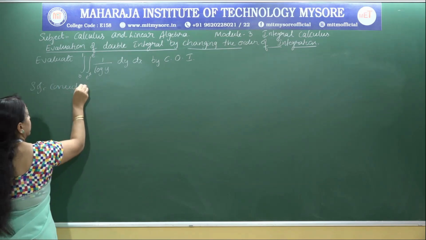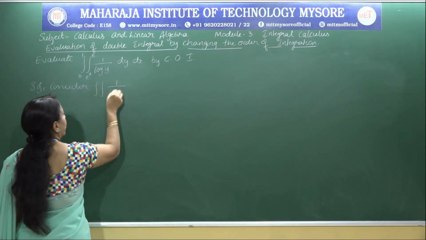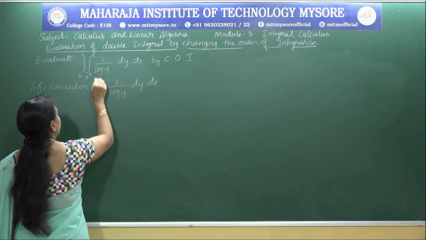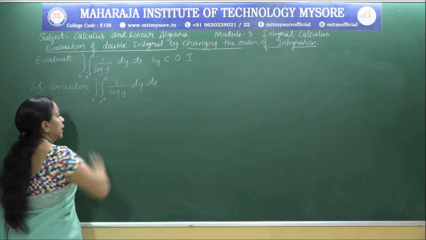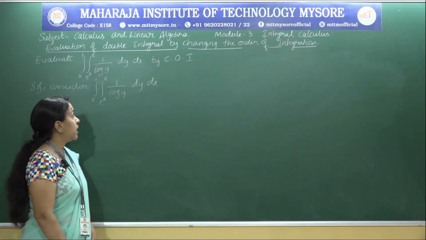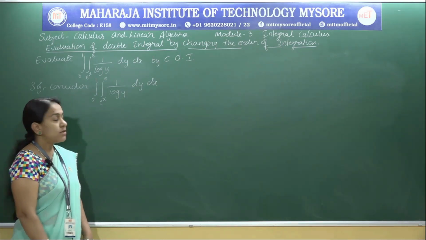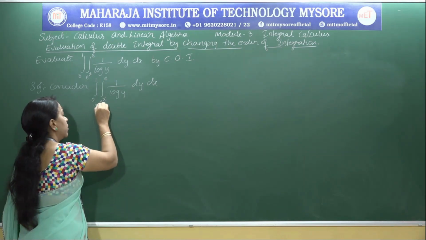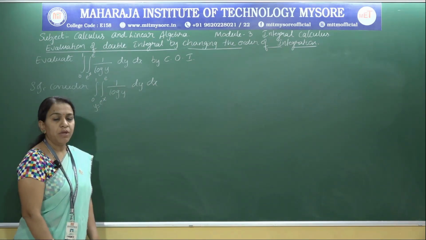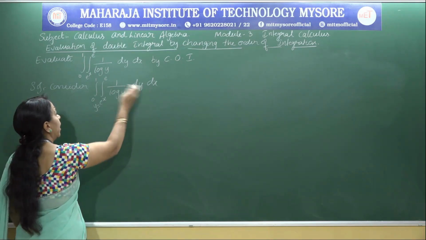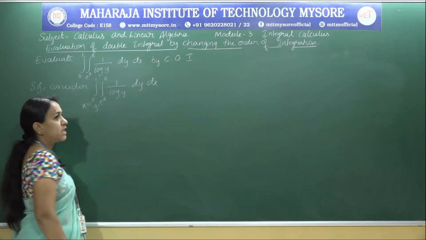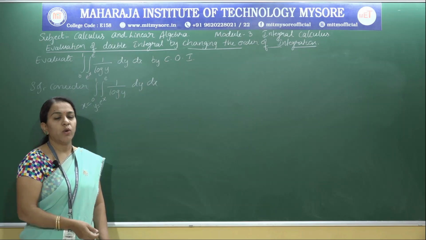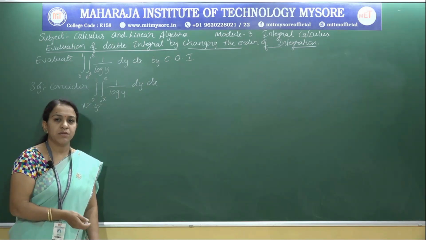Consider the double integral of 1 over log y dy dx between the limits 0 to 1 and e power x to e. So, we know to consider the limits of x and y. Since we have x in the limit place, this should be the limit of y. So, y varies from e power x to e, and then we have an x limit which is a constant limit. So, in this case your x is a constant limit again and y is a variable limit, as we solved in the previous problem.